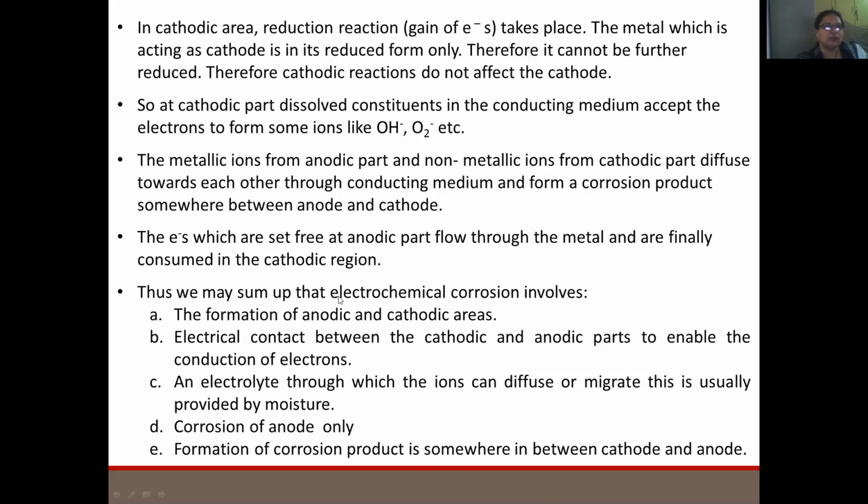So to sum up this electrochemical corrosion, we have formation of anodic and cathodic areas, then electrical contact between the cathodic and anodic parts, then electrolyte through which ions can diffuse or migrate, right? Corrosion of anode only, and the formation of corrosion product is between anode and cathode.